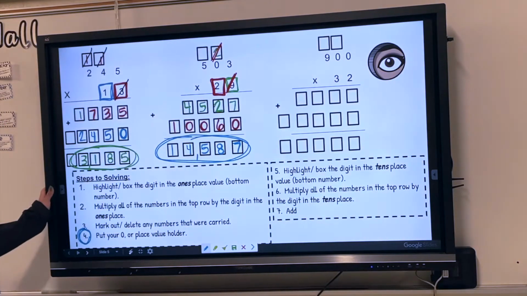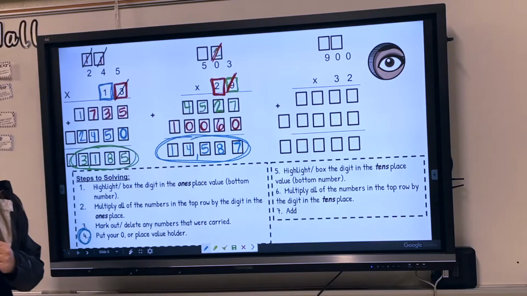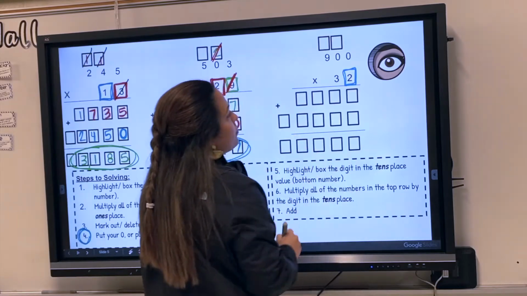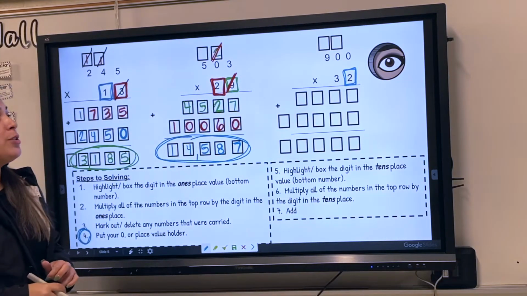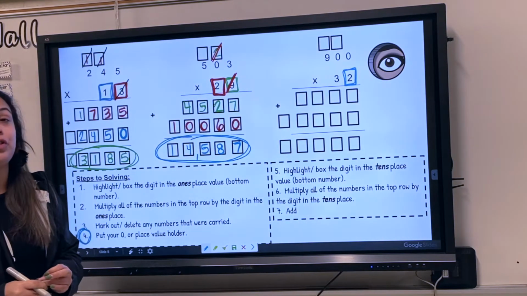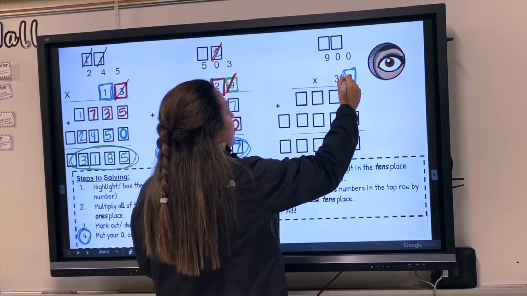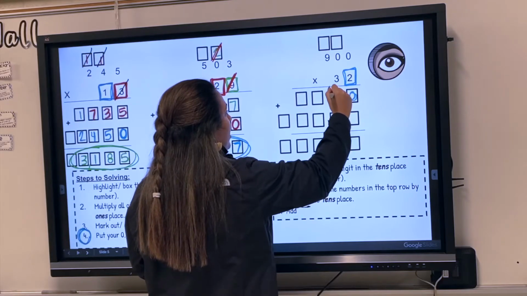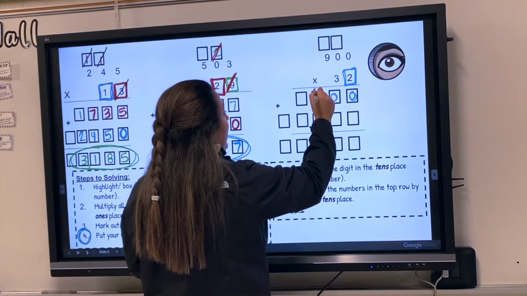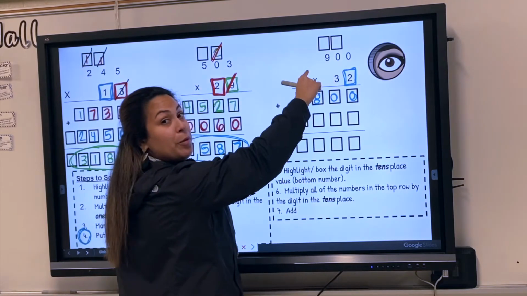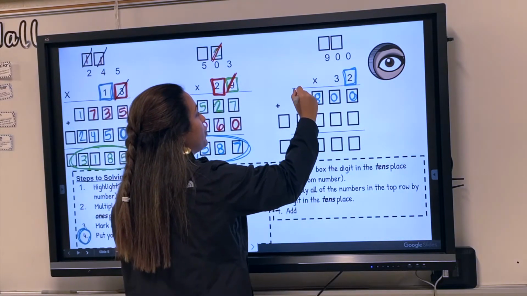All right, our last one for the 3-digit by 2-digit. We have 900 times 32. I'm going to box that 2. And then just start multiplying 900 by 2. 0 times 2 is 0. 0 times 2 is 0. 9 times 2 is 18. I'll put my 8. I don't have a number over here, so I don't have to carry it. I'll just bring down the 1.